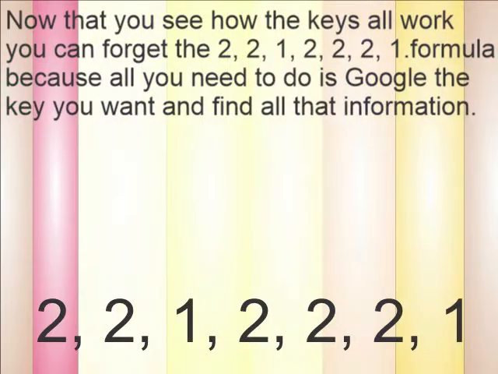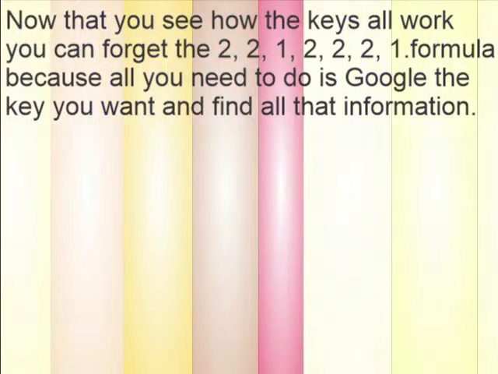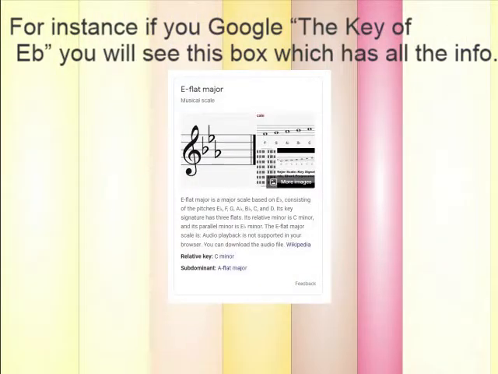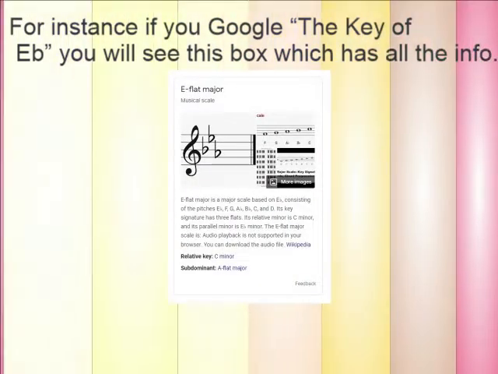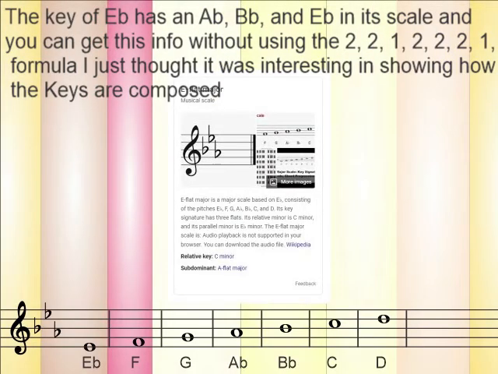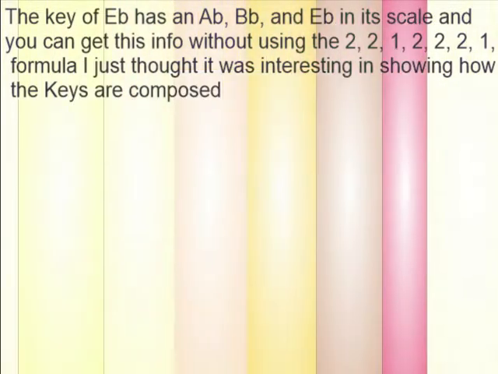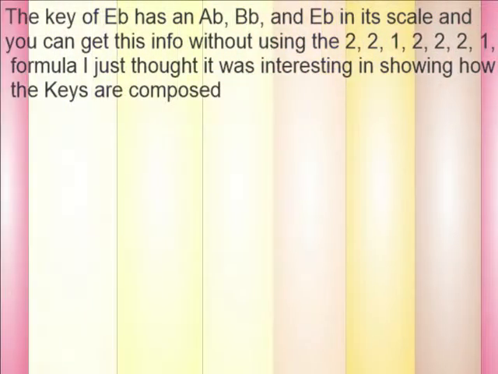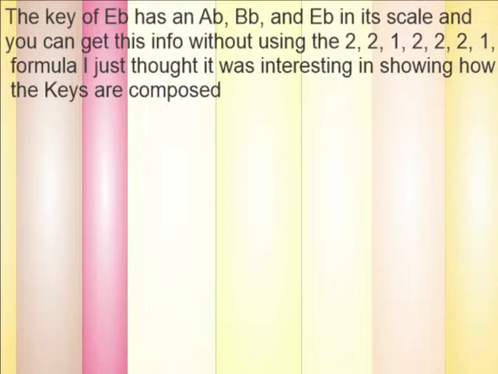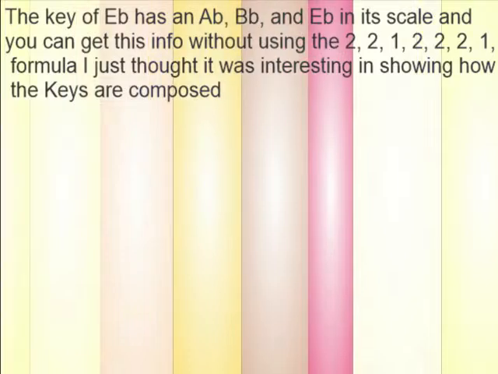Now that you see how the keys all work, you can forget the 2-2-1-2-2-2-1 formula, because all you need to do is Google the key you want and find all that information. For instance, if you Google the key of E flat, you will see this box which has all the info. The key of E flat has an A flat, B flat, and an E flat in its scale, and you can get this info without using the 2-2-1-2-2-2-1 formula. I just thought it was interesting in showing how the keys are composed using this formula.